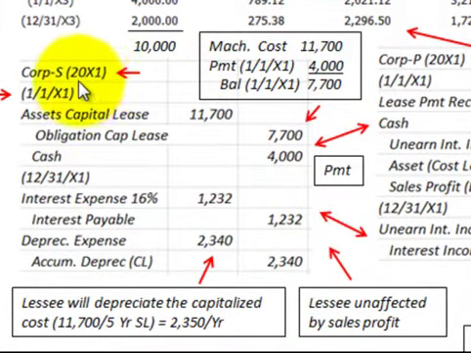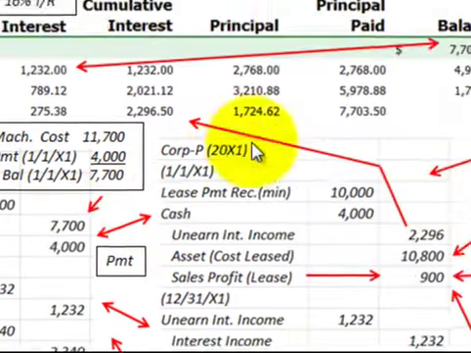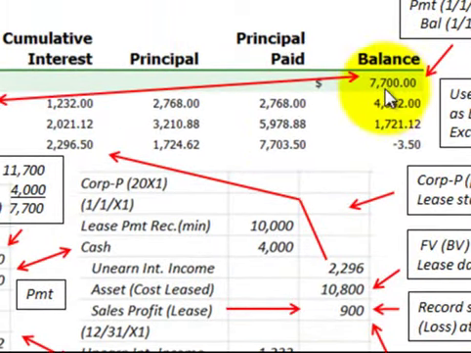Alright, next let's look at how the subsidiary corporation would record this lease. What has to be pointed out is that the lessee, in this case the subsidiary corporation, is unaffected by the sales profit that was recognized by the parent on this sales type lease. So for Corporation S, on the lease date, 1/1/X1, they would record an asset, leased capital asset for the capital lease, of $11,700, and then an obligation on the capital lease of $7,700. That was the balance on our amortization schedule.